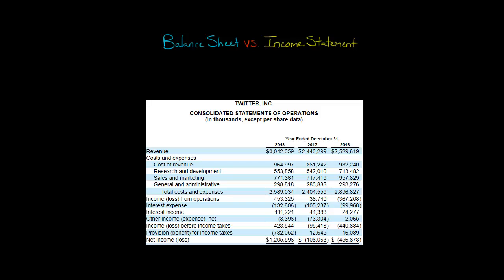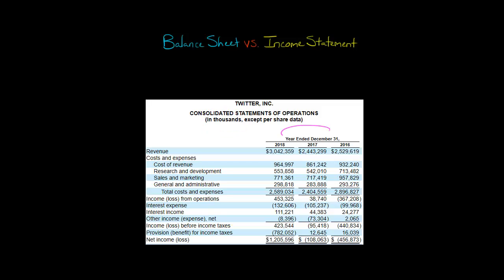In this video, I'm going to compare and contrast a company's balance sheet to its income statement. So let's start with the income statement, and we'll use the company Twitter. So we've got an income statement here. Sometimes it's called statement of operations. Sometimes it's called the P&L statement for profit or loss. And all the amounts are in thousands.